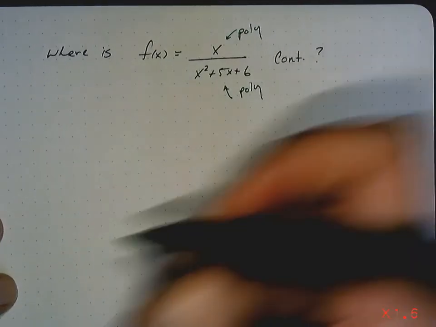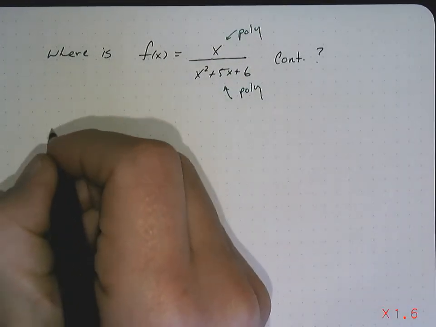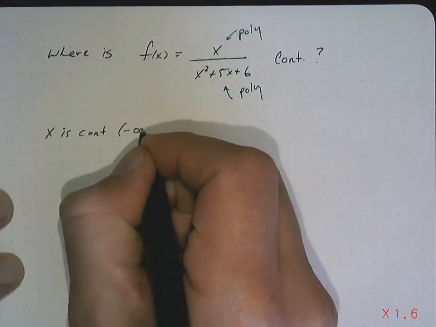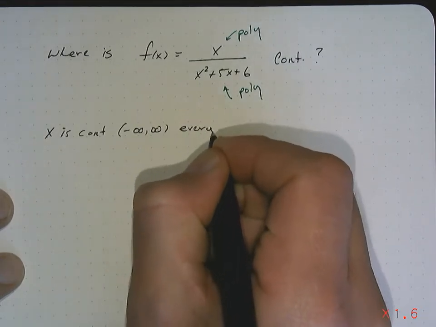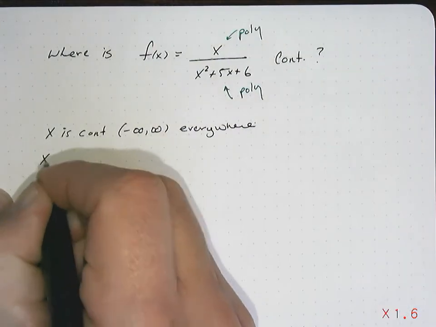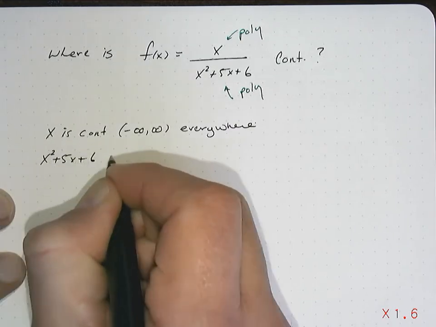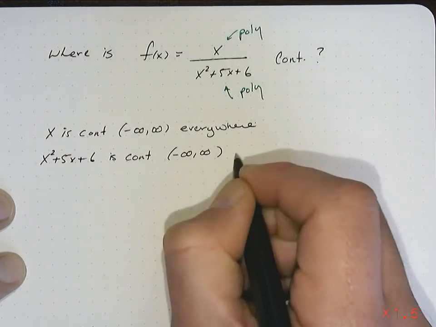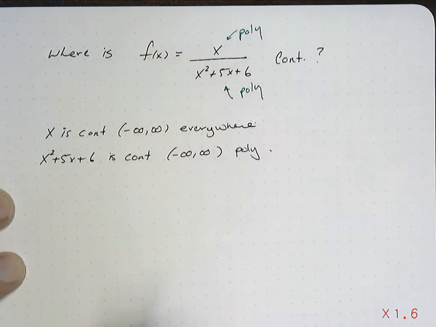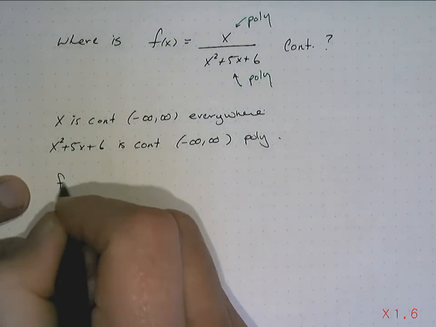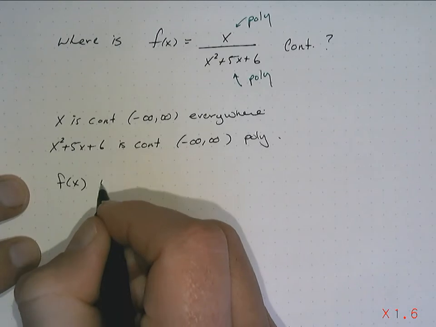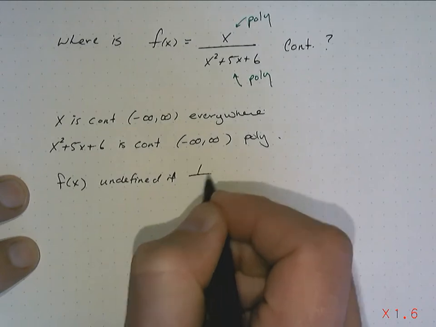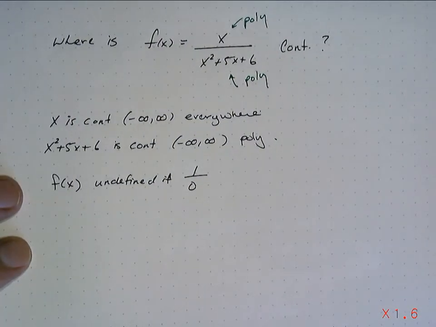So if I was trying to talk to someone about this, I'd say, well, okay, x is continuous everywhere, right? It's a polynomial function. And I would probably say that this too is continuous everywhere. It's a polynomial function. Now, the problem is f of x is composed of those two. f of x is undefined if we have division by 0. That's a problem. That's a rational function.